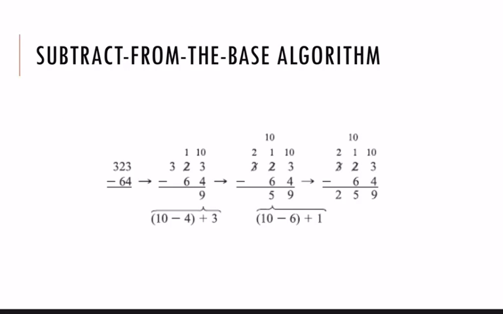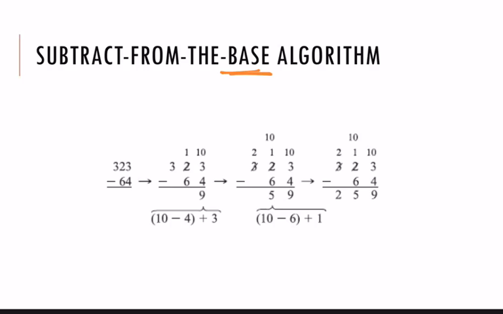All right, one other algorithm that you may not have seen before. This one is called subtract from the base, and the gist of this is that we want to subtract from 10, right, which is a little bit easier than trying to subtract from any given number. And recall that 10 is the base of our system. That's what we group by. We group by tens. All of the place values are based on powers of 10.